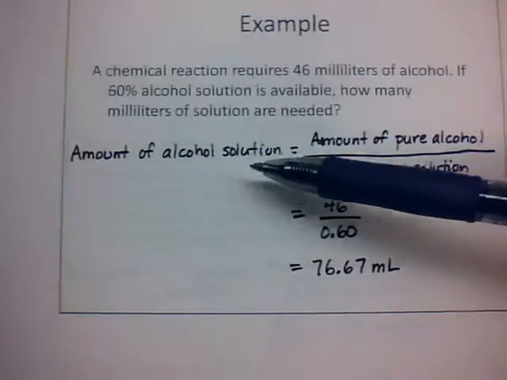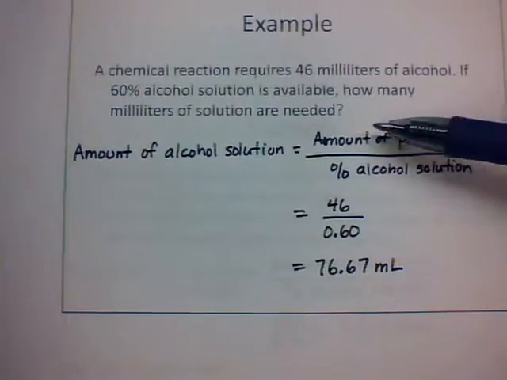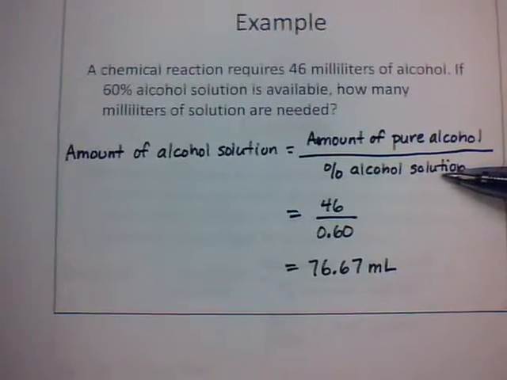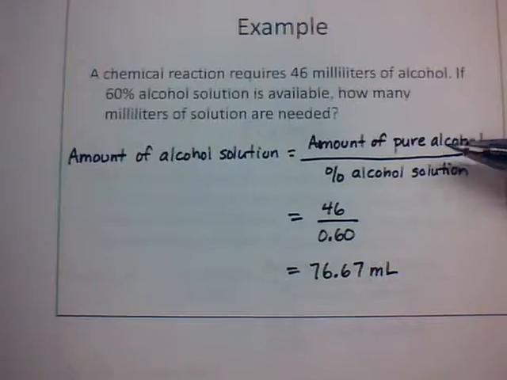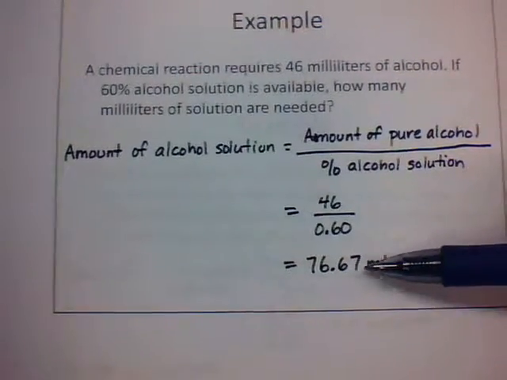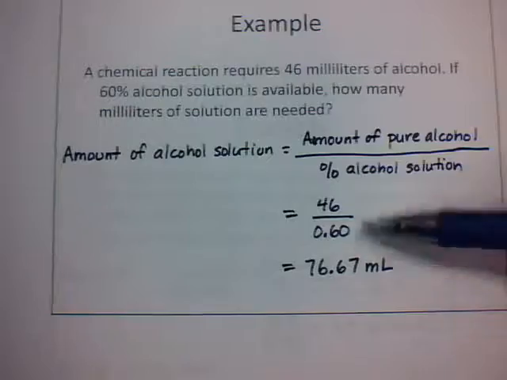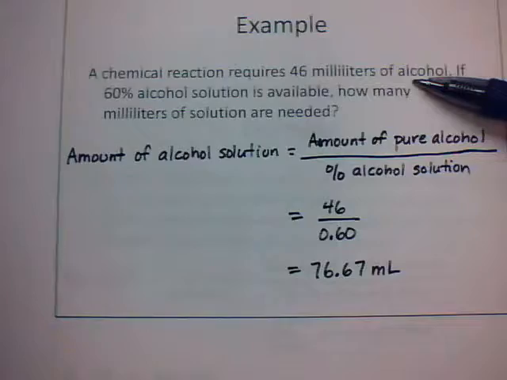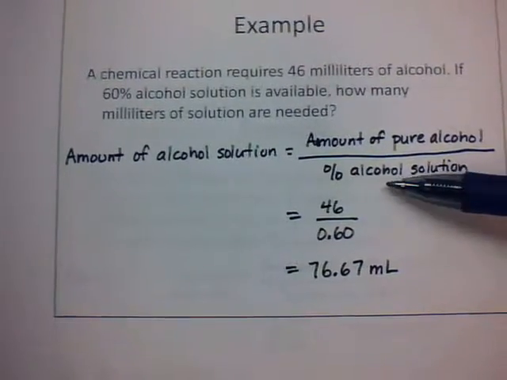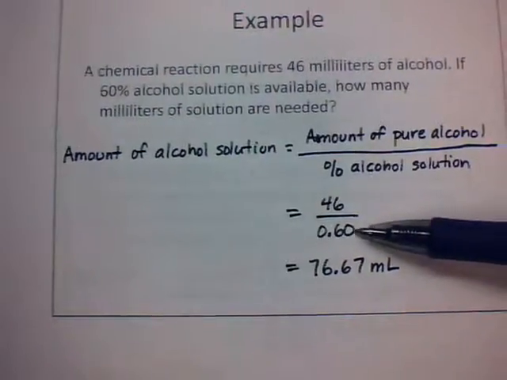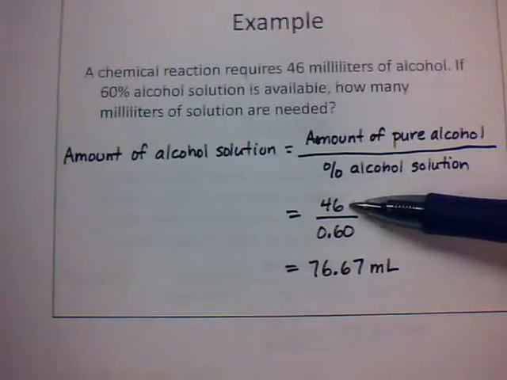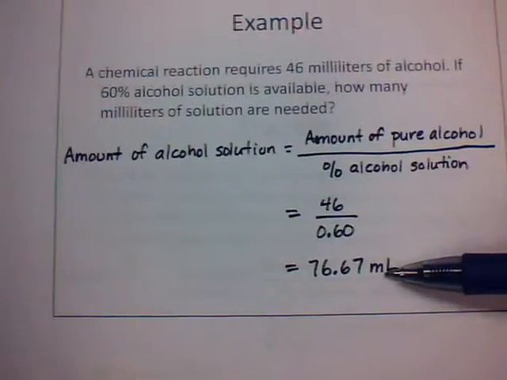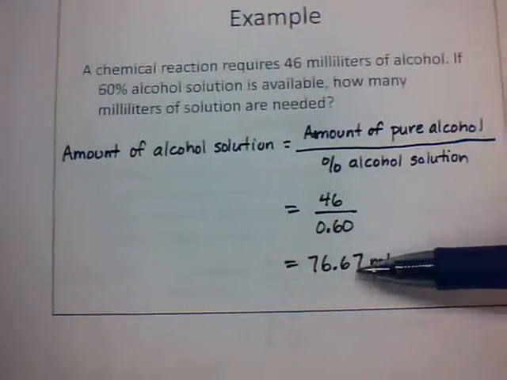Okay, so here, the amount of the alcohol solution will be your amount of the pure alcohol divided by the percent of the alcohol solution. And that will help us determine the amount of the alcohol solution that we need. So here, 46 milliliters of alcohol. That's your 46 because that's pure alcohol here. And then the percent of alcohol solution, that's 60% as a decimal, will be 0.60. So when you do 46 divided by 0.60, that'll be 76.67 milliliters of an alcohol solution that you will need.